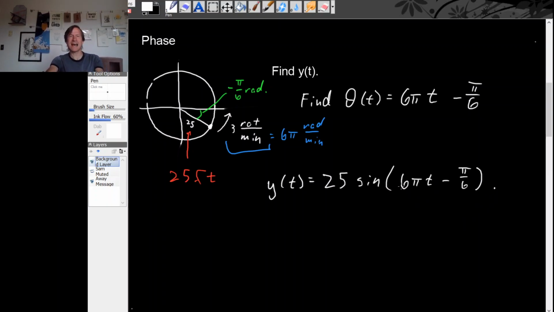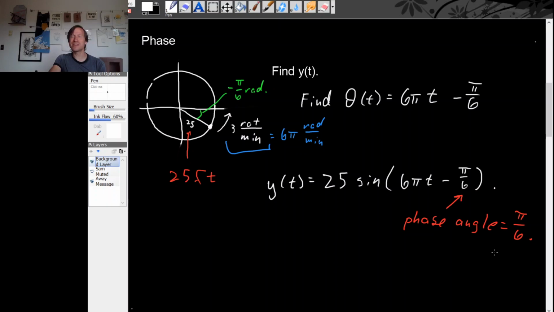And you notice that having this initial angle of minus pi over 6 caused there to be an angle here in our sine function. This angle has a name. It's called the phase angle. Okay, and so this phase angle is pi over 6. Sort of by convention, that minus sign isn't part of the phase angle. So this phase angle is pi over 6.